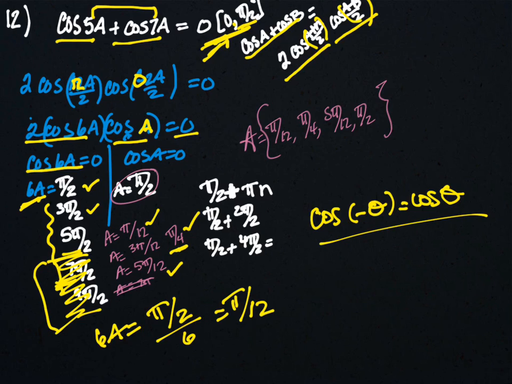And then the cosine a equals 0 would be at pi over 2, just one time. So you're at pi over 12, pi over 4, 5 pi over 12, and pi over 2. So that was the answer to number 12.